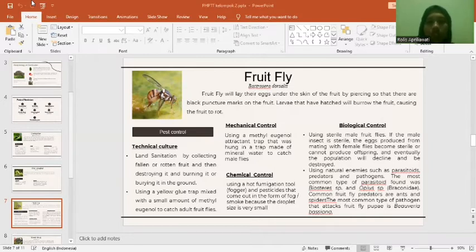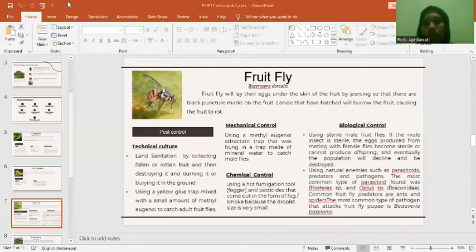Mechanical control. Using a methyl eugenol attractant trap that is hung in a trap made of mineral water bottle to catch male flies. Chemical control. Using a hot fumigation tool or fogger, and pesticide that comes out in the form of fog or smoke because the droplet size is very small.